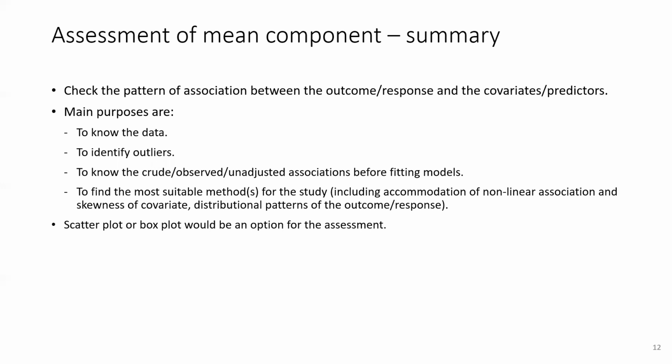So it's to check the pattern of association between the outcome or response variable and covariates or predictors. And the main purposes are, one, to know the data as previously, and to identify outliers. Third, to know crude observed or an adjusted association before fitting the model, which is kind of important. And the modeling doesn't help.